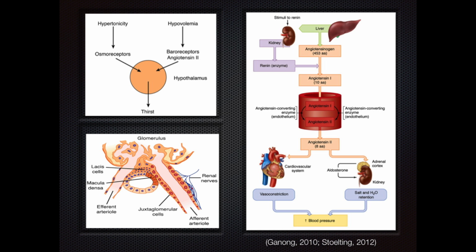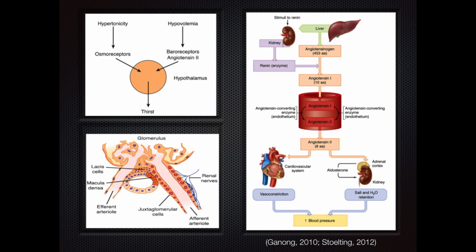The lower left diagram shows the anatomy of the glomerulus within the nephron of the kidney. The specialized cells of the macula densa and the juxtaglomerular cells sense hypovolemia through a decrease in renal perfusion pressure. This decrease stimulates the release of the enzyme renin. As seen in the large diagram on the right, renin converts angiotensinogen to angiotensin 1. Angiotensin converting enzyme then converts angiotensin 1 to angiotensin 2. Angiotensin 2 stimulates a variety of responses. One is again seen in the upper left diagram, stimulating thirst and the release of ADH.